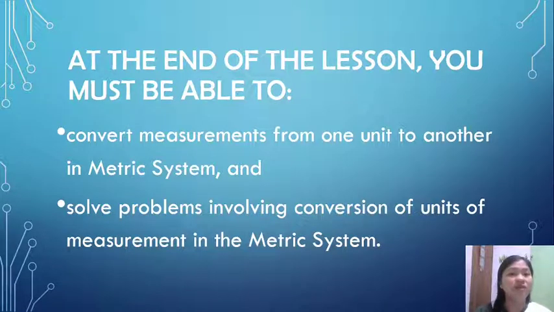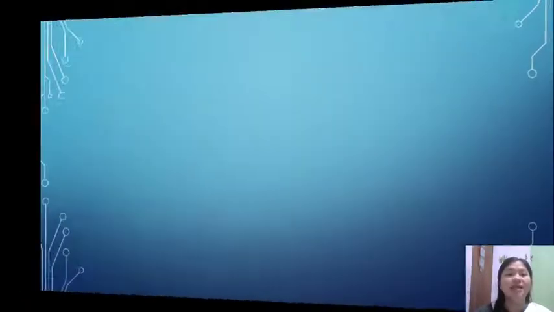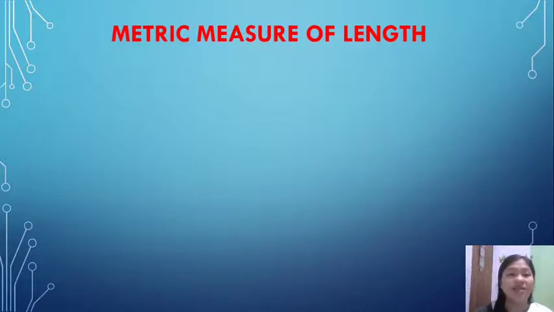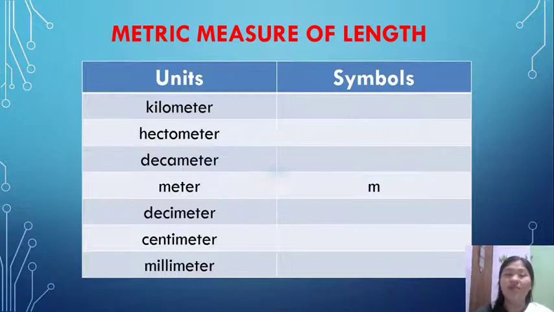So in this video lesson, we are going to discuss three metric measures. What are those? The metric measure for length, for capacity, and for mass. Let us first take a look at the different units of measure in measuring length. Okay, so in measuring length, you have these different measurements. So you have here the units and you have here the symbols.